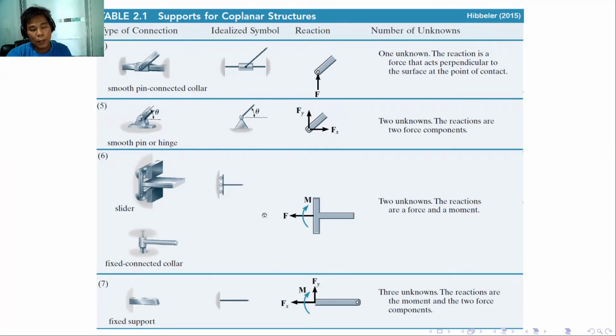The last one is the fixed support. This will be idealized like this one with a stick model and then a fixed support. The fixed support will have three unknowns. The force in the x-axis, that is Fx, and the force along the y-axis, that's Fy. Remember, the x and y axes should be perpendicular to each other, so these reactions are perpendicular to each other to be independent. Aside from that, there will be a moment. So for a fixed support, we have three unknowns. The reactions are two forces and one moment.